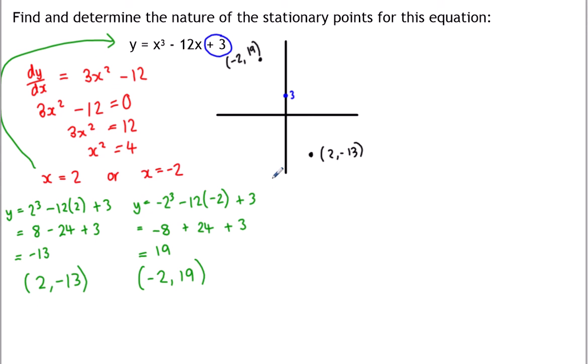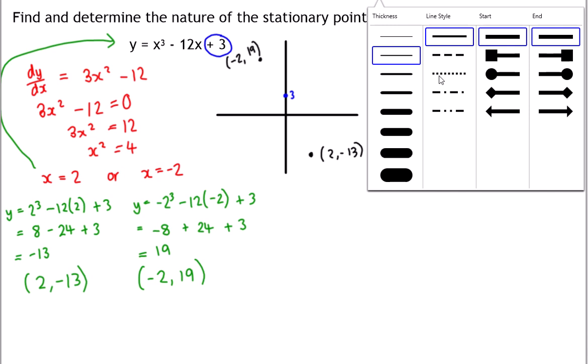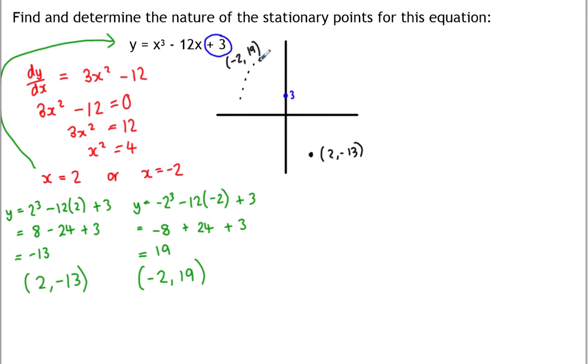Now I need to know whether these are minimums or maximums. I guess it's pretty obvious sketching it out. How can this be a minimum here if I've got to end up down there? So chances are, I don't know for sure yet until I do the second differential, but I would guess that this graph must do something like that to join the dots up. But to prove whether they're maximums or minimums, I have to do the second derivative.